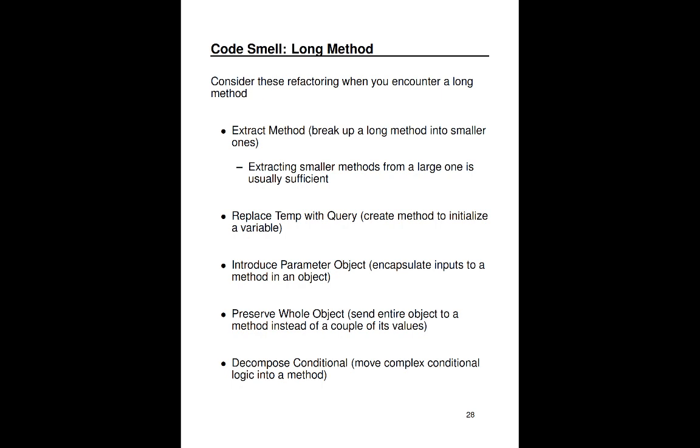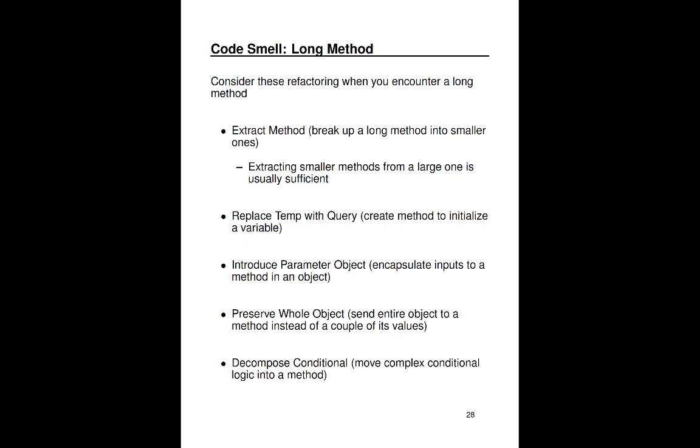So here are some refactorings that are effective when you encounter a long method. The first one is extract method, which we've already talked about. This is where you take a big long method and turn it into many smaller methods and call those instead. And this is usually sufficient, right? This is a refactoring that I use all the time when I encounter a large method.